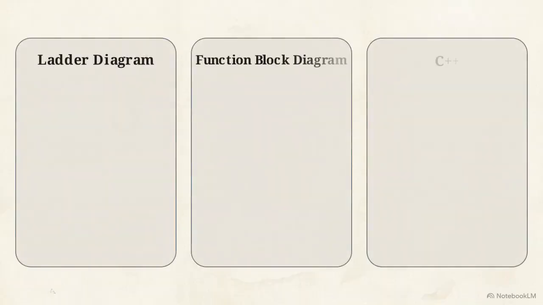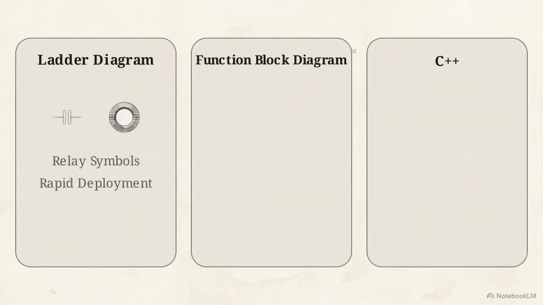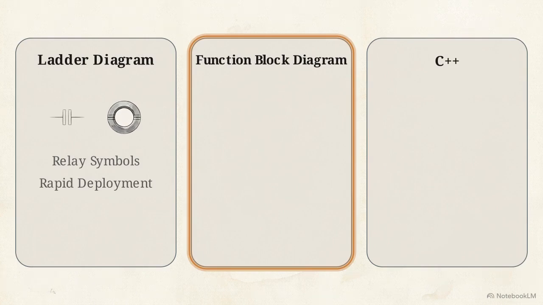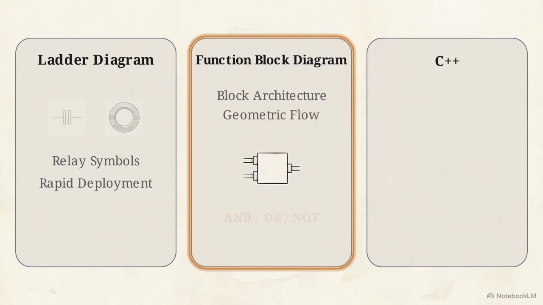The trade-off is structural. If you try to build heavy data arrays or perform complex math, the screen quickly fills up with an unmanageable clutter of rigid visual rungs. That brings us to the second standard option, function block diagram. Notice that function block abandons the simulated electrical wiring of ladder entirely. Instead, it processes data through standardized Boolean logic gates.